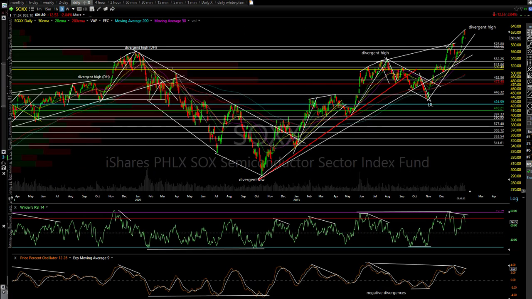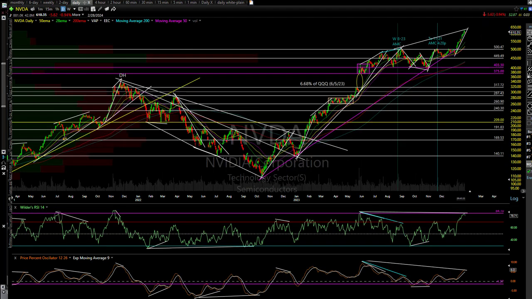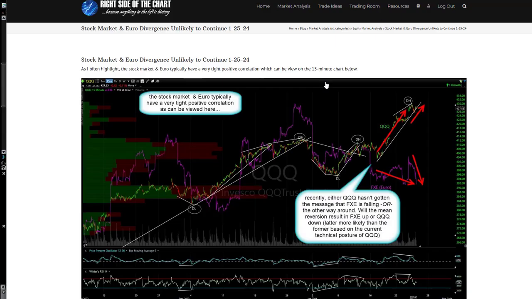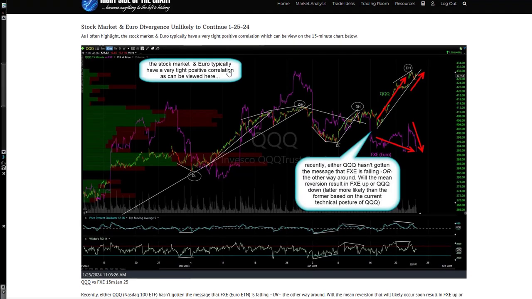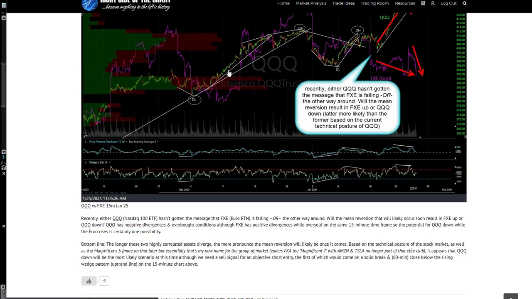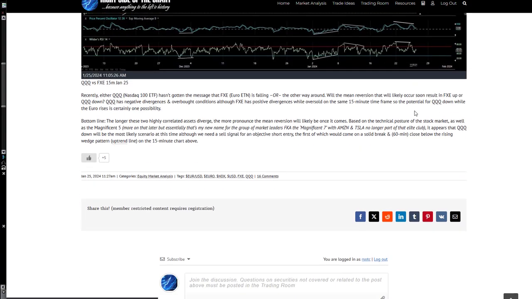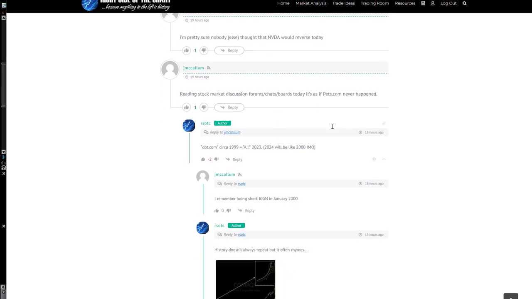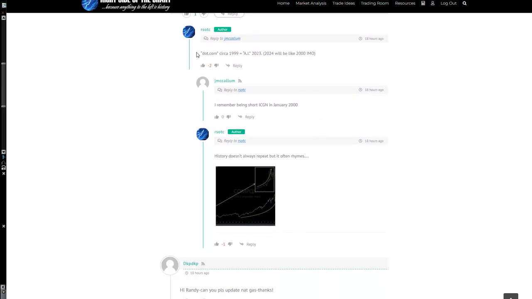Now let's rifle through the components. Remember, this one's less diversified. There's 24 stocks. Here's NVIDIA, bulletproof. I made a comment in the comment section yesterday under this post here, stock market divergence unlikely to continue. And it didn't continue after that. We had the QQQ down.